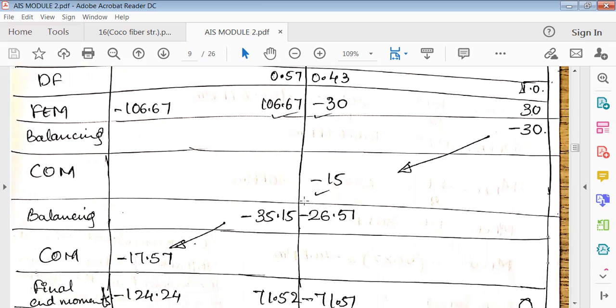Then once you write this carryover moment, next is again balancing. So at this joint you have to balance. Now how to balance at this joint is again the same.